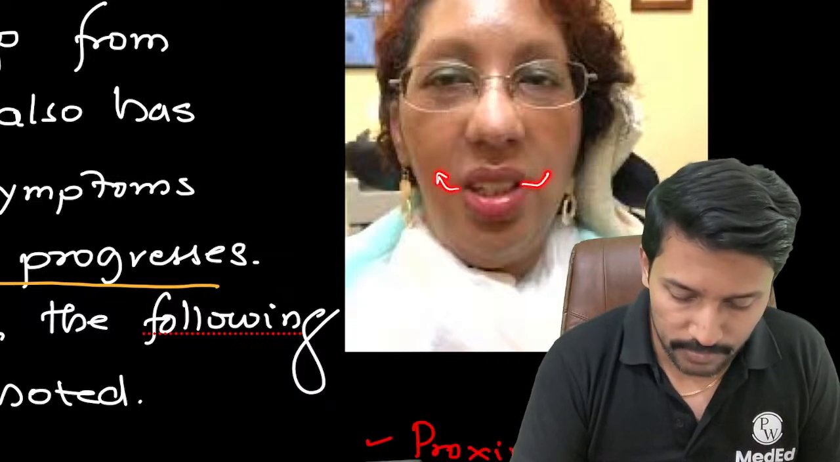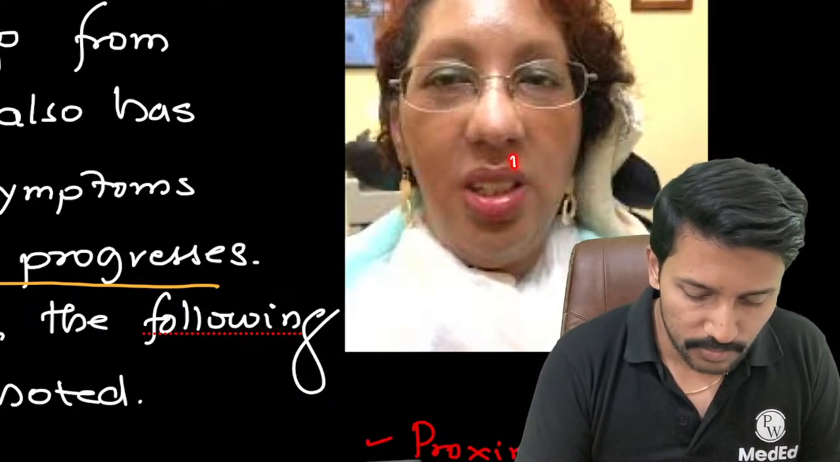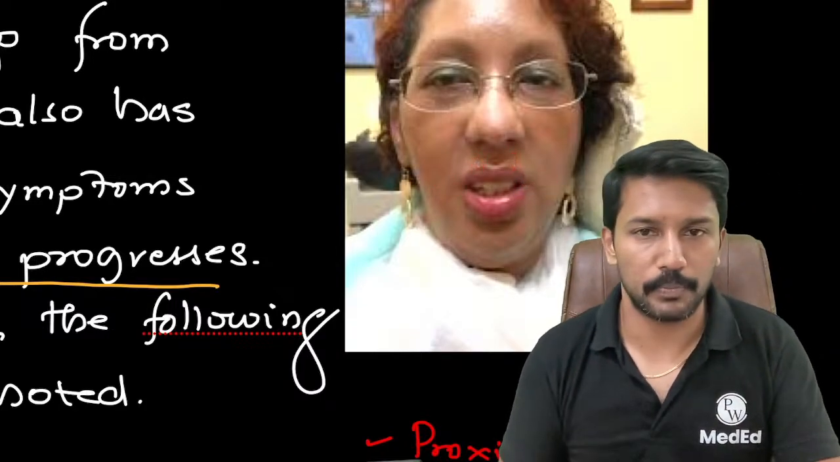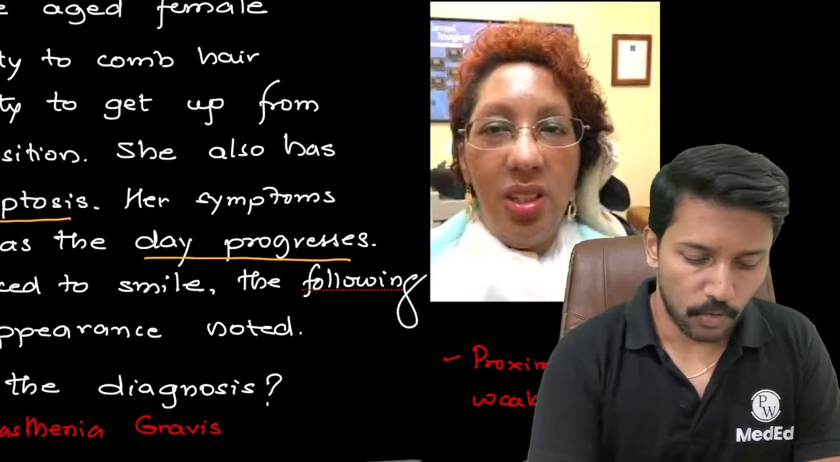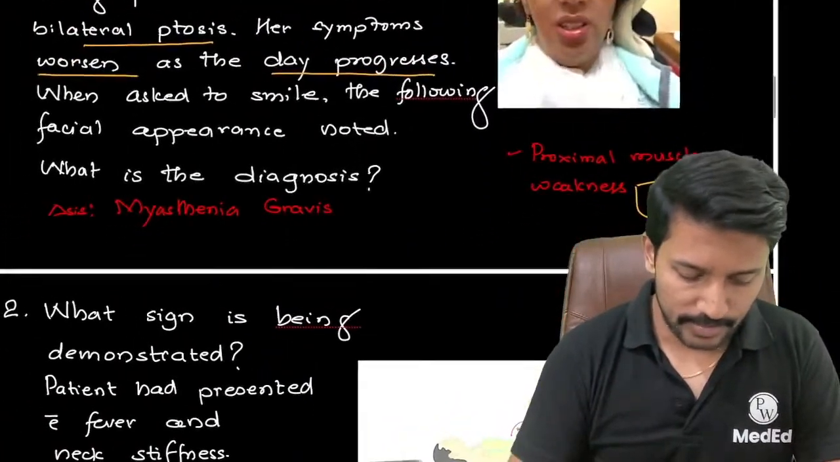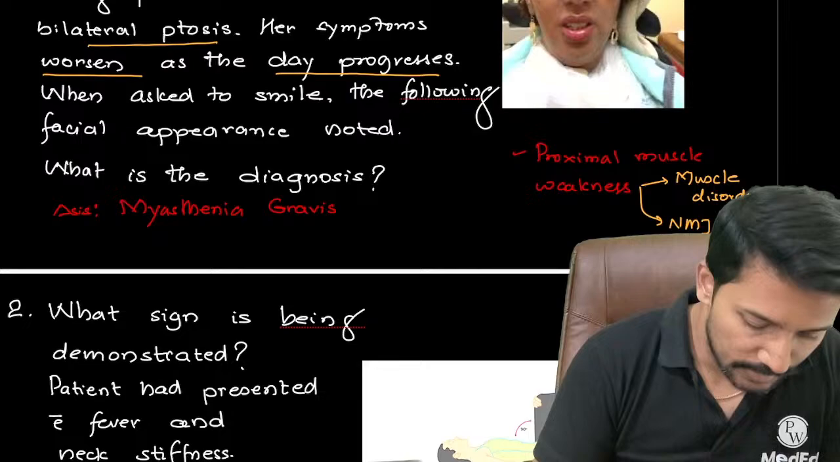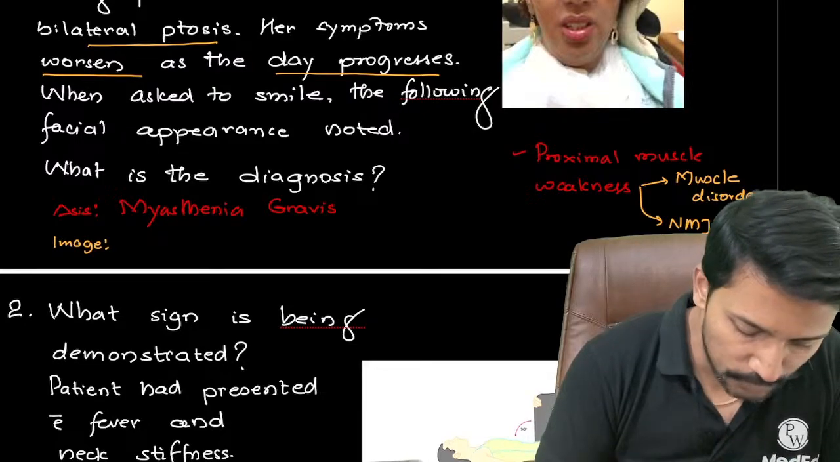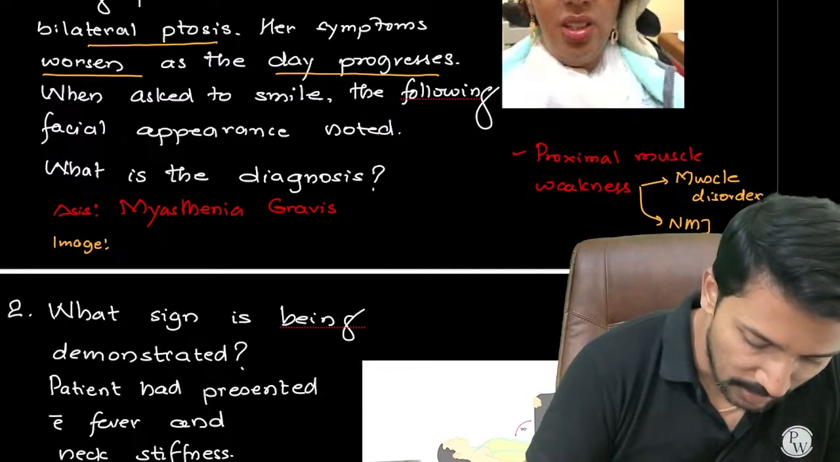Instead of giving a wide smile, only a small portion of the lip is lifted up. So this finding is what we call snarling faces. The diagnosis is myasthenia gravis and the image observation is what we call snarling faces.